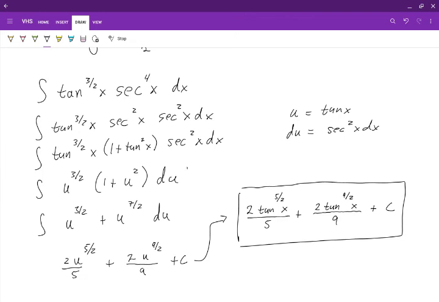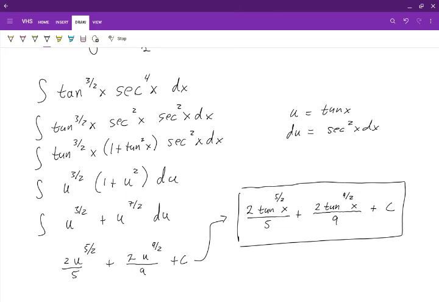Okay, hey, here we're looking at an integral. It's the integral of tangent of 3/2 x times secant to the fourth x. Now, with this, we're not going to use trig substitution. We're going to use some trig identities, right? With these multiples of different trig functions here.